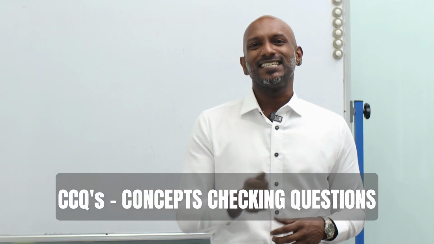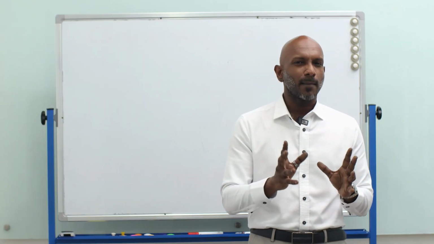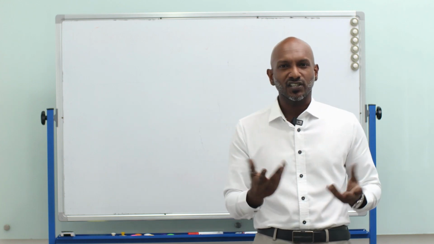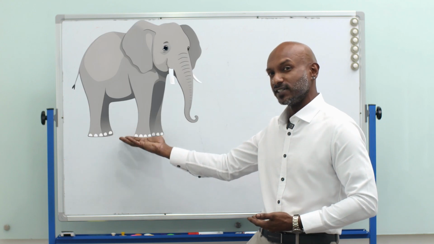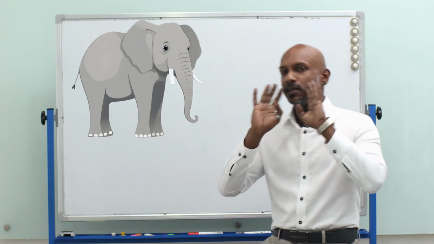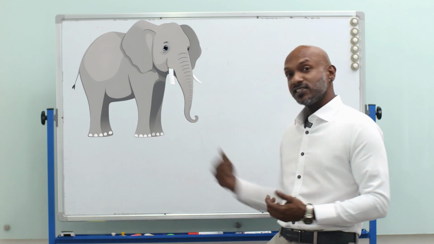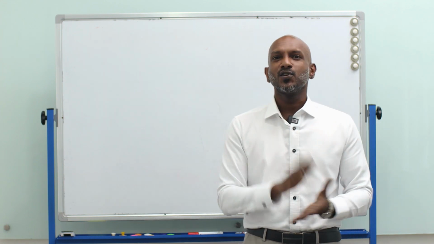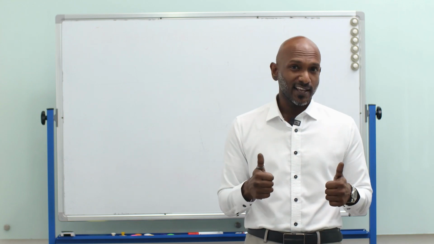Next up is CCQs, or concept checking questions. These are used to ensure your students have understood the lesson or what has just been taught. For example, imagine we've been teaching adjectives, very basic adjectives, and we put up a picture of an elephant. We ask the students, is it big or is it small? If they answer, it's big, perfect. You have given them a concept checking question, and that means they've understood your lesson.